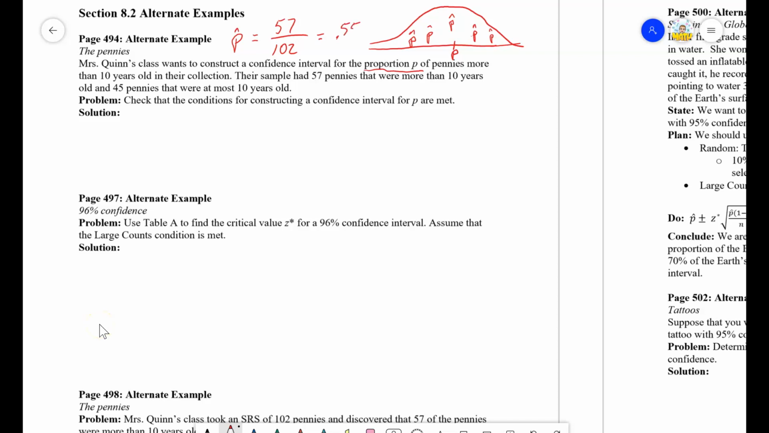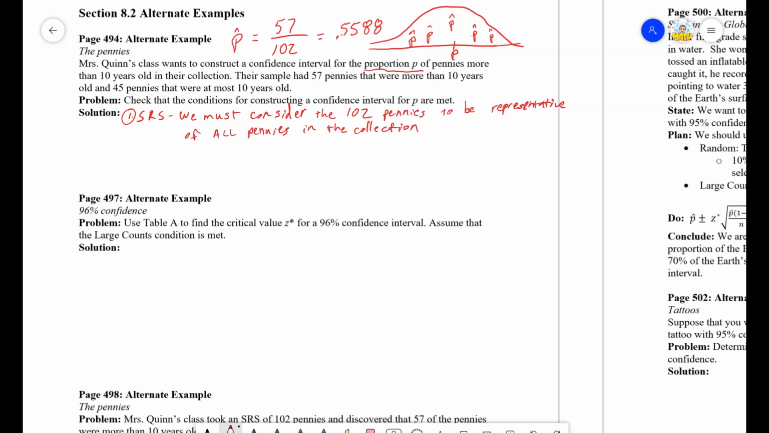So what you're going to find, especially for confidence intervals, is that it's actually these counts that we get for proportions that will be more helpful to us when we check our conditions. So three things, anytime we want to make a valid inference. Number one, did we take a simple random sample? We must consider, if it doesn't say so, the 102 pennies as a simple random sample or a representative sample of all of the pennies in the collection. You'll tend to see me do that first all the time. Did we take an SRS? It says their sample, so not necessarily an SRS, but we just need to be able to assume that, and we'll state that whether they tell us that or not.